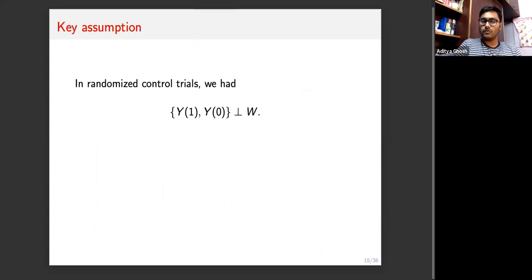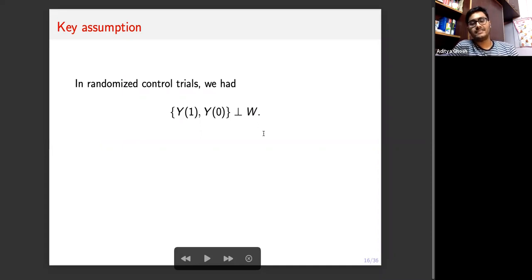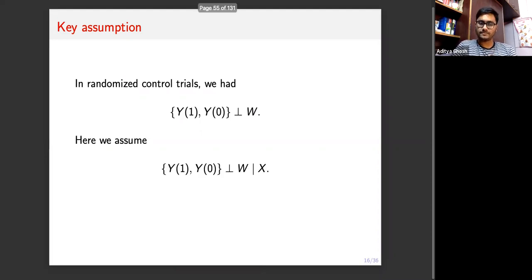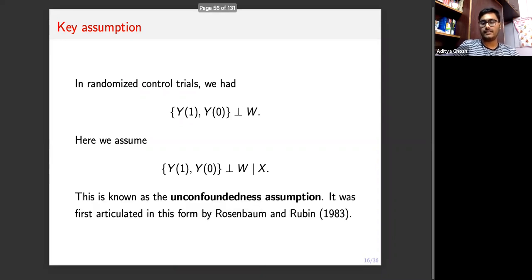Okay. So now we have another very important assumption, and that is directly motivated by randomized clinical trials. In randomized clinical trials, we have this independence. We know that Y1 and Y0, the potential outcomes, are independent of the treatment indicator. But here we cannot assume that, because this is an observational setup. So here what we assume is that if we condition on the covariate values, then we have this independence. Okay. So this is known as the unconfoundedness assumption.